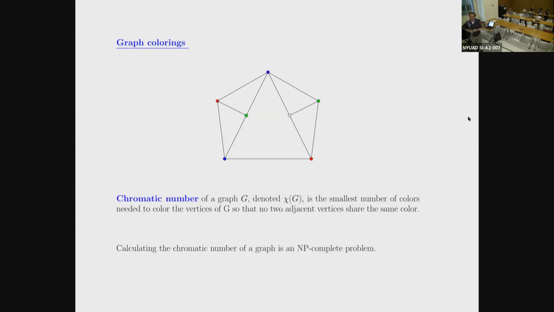So here's another example of a graph. This one actually needs four colors. This is called the chromatic number of this graph.